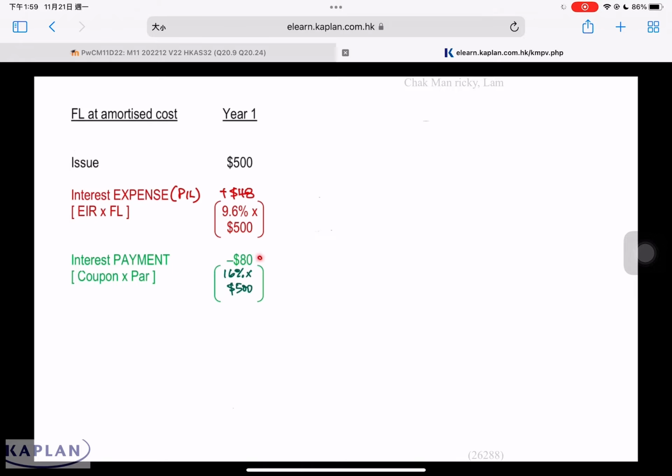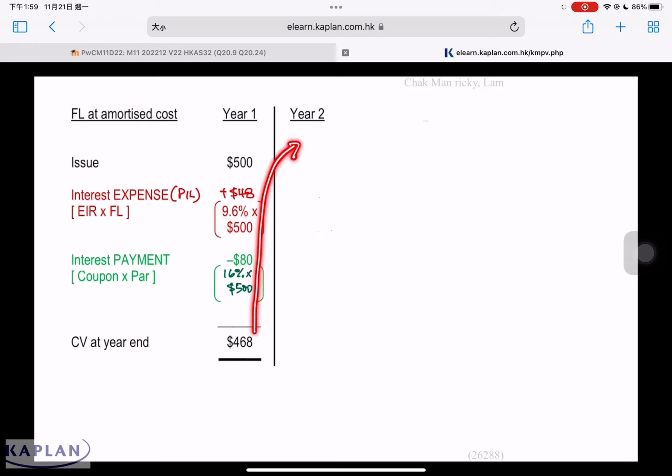The $80 partly is paying for the interest, partly is paying for the loan. If we are paying for the loan, we have to reduce the loan. After the first year, our loan will reduce by 32. 468. This will be the carrying value at the year end. That's the first year. Let's look at the second year, year 2. Last year's closing will become this year's opening. We should have a brought forward figure of 468.